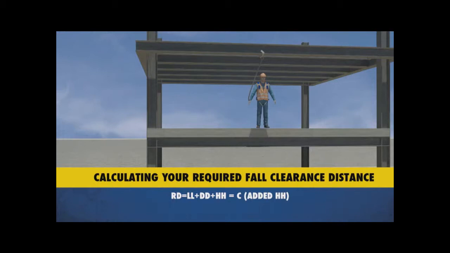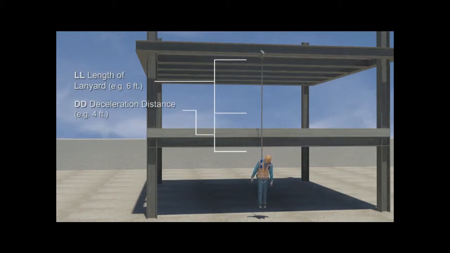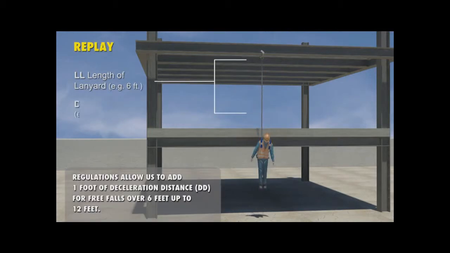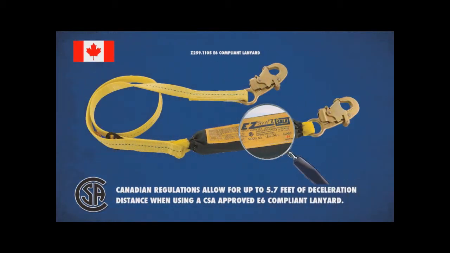In this demonstration, a worker is connected to an overhead anchor point with a 6-foot lanyard. When the worker falls, the energy absorber on the lanyard activates, creating a deceleration distance of 4 feet. Regulations allow us to add 1 foot of deceleration distance for free falls over 6 feet up to 12 feet. For a person weighing over 310 pounds, specialized equipment is available to cover workers up to 420 pounds based on OSHA regulations. In Canada, regulations allow for up to 5.7 feet of deceleration distance when using a CSA-approved E6 compliant lanyard.